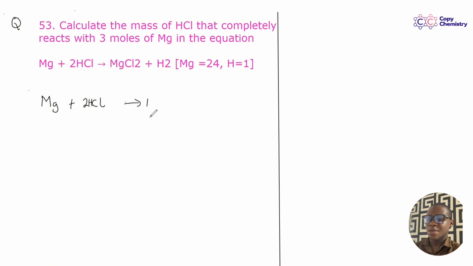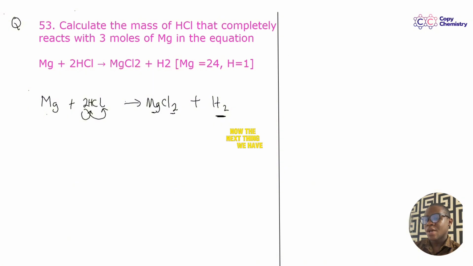that produces MgCl2 plus H2. You need to check if this equation is balanced before you do anything, if it's stoichiometry you're dealing with. So Mg is balanced. Then you check your hydrogen, this is 2 here, and this is 2, so that's fine. Our chlorine is 2 and 2 here, so it's also balanced. That means this equation is balanced, we don't have to add coefficients.